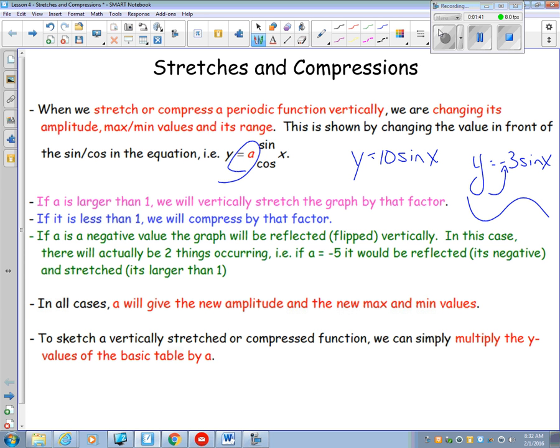To graph one of these things, the easiest way is to take your table of values and multiply the y's, because y is your vertical direction, by the a value. That's just what it says down here at the bottom. I take the y's and multiply by a. Okay, so let's try a few.